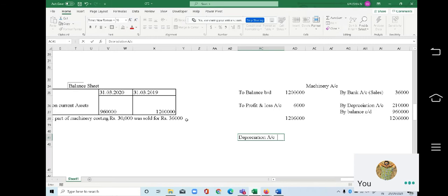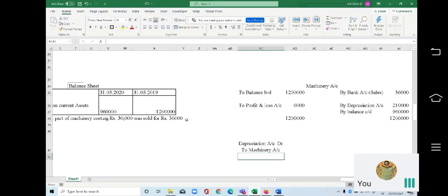Depreciation account debited to machinery. Do you remember this journal entry? So in the machinery account, I am now preparing the machinery account. Depreciation will come on which side? It will appear on the credit side. So if I'm getting that balance on the credit side, that is nothing but depreciation. It is the depreciation for the entire machinery for the whole year. So this is what your machinery account, that is the fixed asset account, will try to communicate.